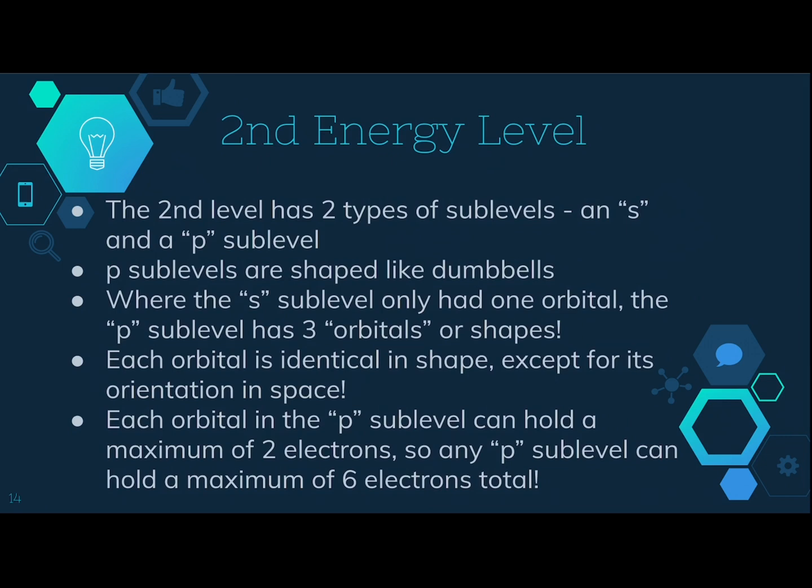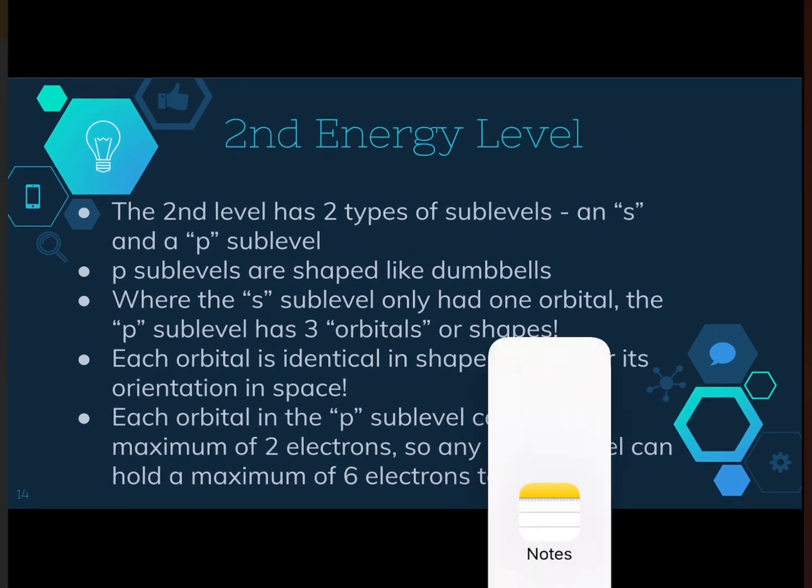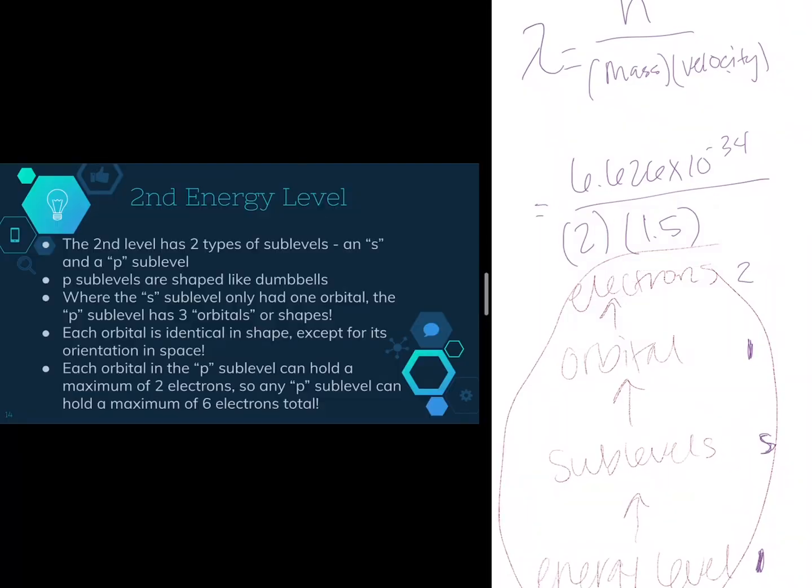Our second energy level has 2 types of sublevels. It has an S and it has a P. The P sublevels are shaped like dumbbells. The S sublevel can only hold 1 orbital, but the P sublevel has 3.